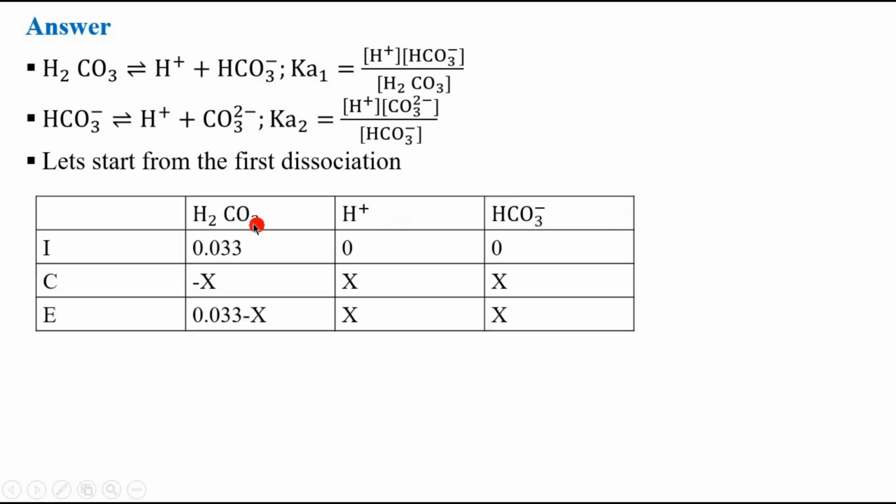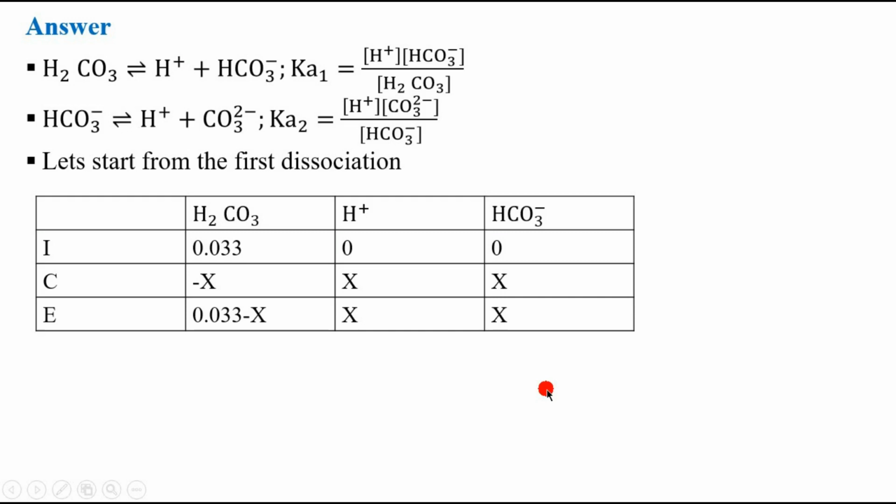Let's just develop a table. We'll have the carbonic acid, which gives the H plus and the bicarbonate. Of course, before dissociation, at the initial state, we have 0.033 of the carbonic acid. The hydrogen we don't have, and the bicarbonate we don't have. Then for the change, we are removing the reactant and forming the product. That's why you can see negative X here, and we form plus X here, and plus X here. Then at equilibrium we have 0.033 minus X, X, and X.